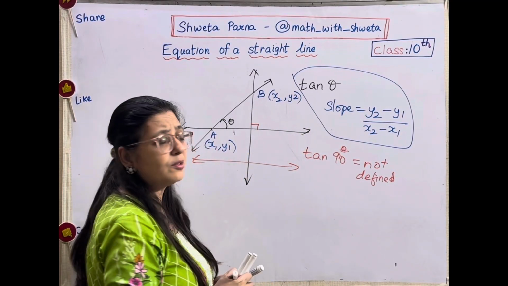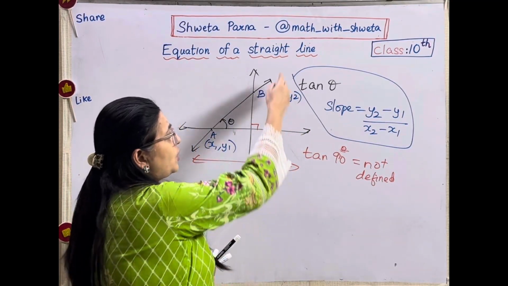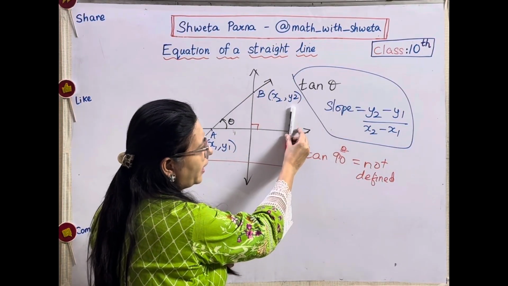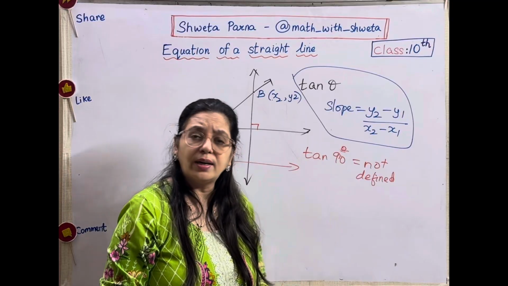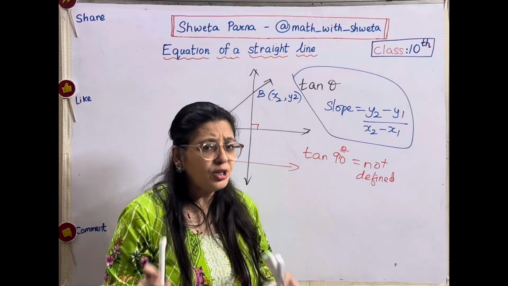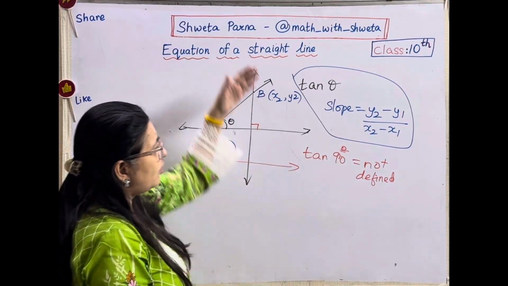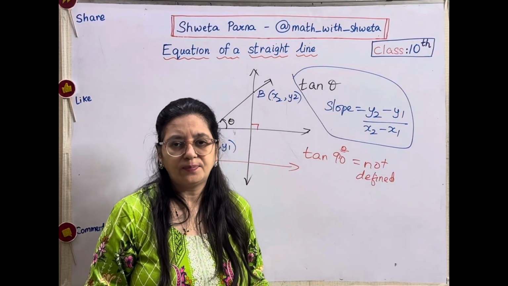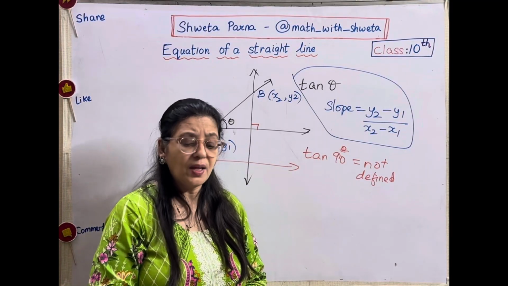Okay? What is the slope of a line which is parallel to y-axis? Parallel to y-axis, again this would be 90 degree. So again it is not defined. In short, we can say that the slope of a vertical line is not defined. Okay, I hope it's clear.